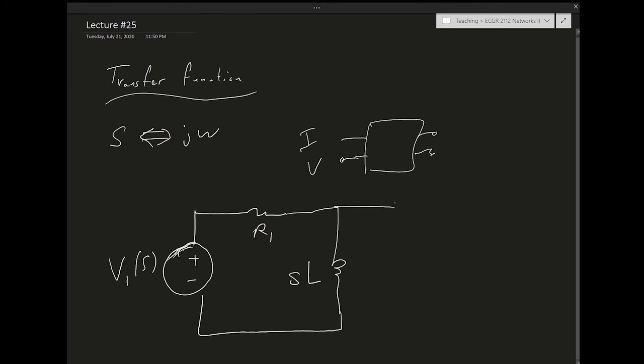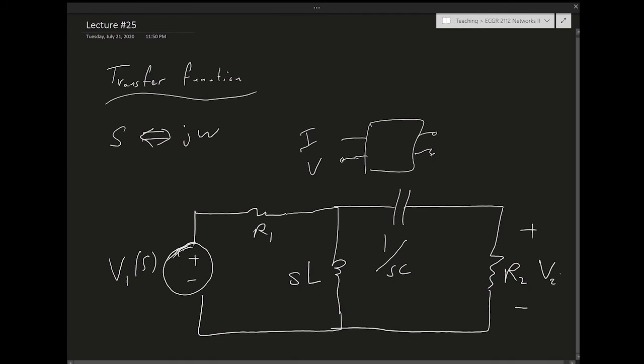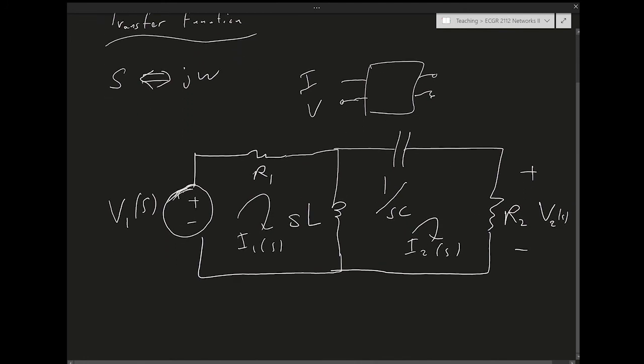And then I have a capacitor with an impedance of 1 over SC. Then I have a resistance R2. And then we have a voltage V2(S) here. And then I have the mesh currents I1(S) and I2(S). We want to find two transfer functions. We want to find I2(S) over V1(S), and then we want to find V2(S) over V1(S). All right.